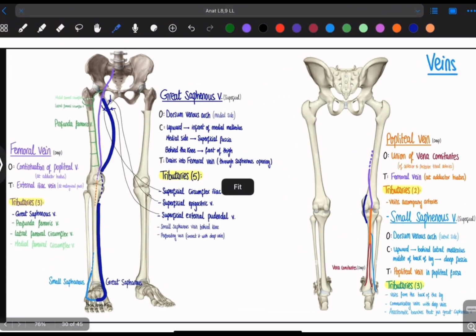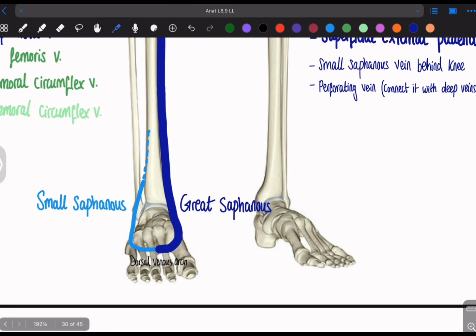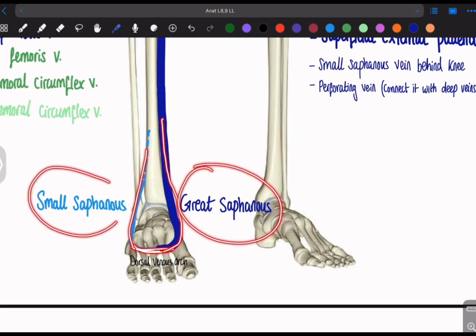For the veins, we're going to start from the opposite. So we're going to start from the foot and then go up, ascending upward towards the femoral vein and so on. Okay? So let's start first with the dorsal venous arch. Remember in the upper limb we also had a dorsal venous arch, but then in the upper limb it divided into cephalic and basilic, right? One is medial and one is lateral. Same idea here. We have the dorsal venous arch. Medially it's going to continue as the great saphenous vein. Laterally it's going to continue as the small saphenous vein.